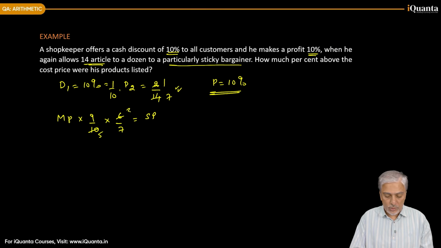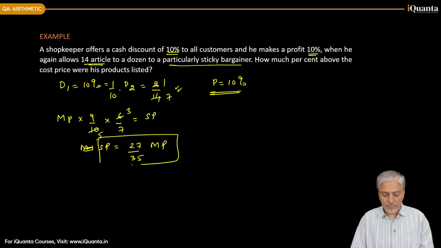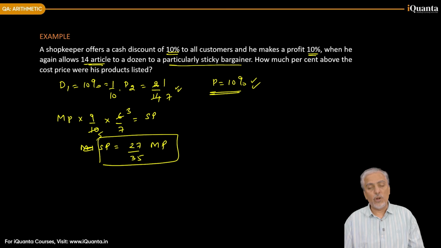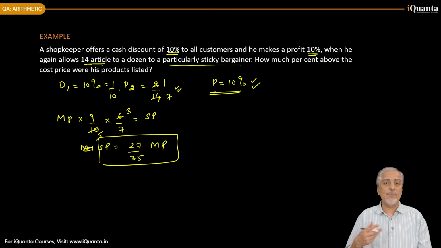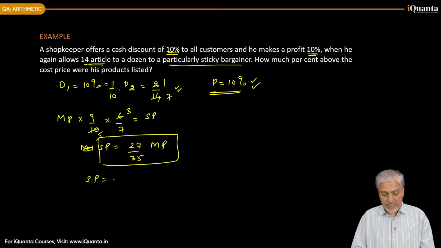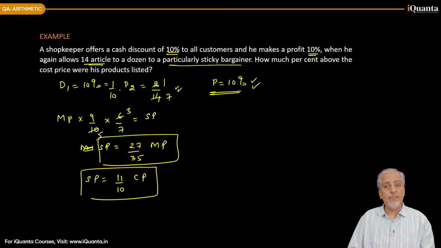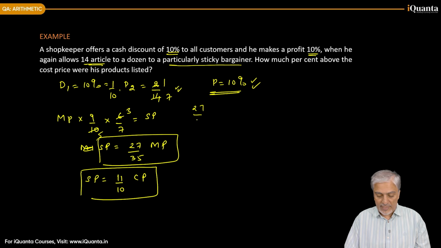This is how you can do it. So I'll get my selling price is equal to 27 upon 35 of the mark price. Leave it over here. Now, second case, we know profit is 10%. Profit is 10% is 1 by 10. And whenever there is profit, your selling price is always higher. So you'll get selling price is 11 by 10 of the cost price. Both of these are selling price. We can relate them or equate them. So I'll get 27 upon 35 mark price is 11 by 10 of the cost price.